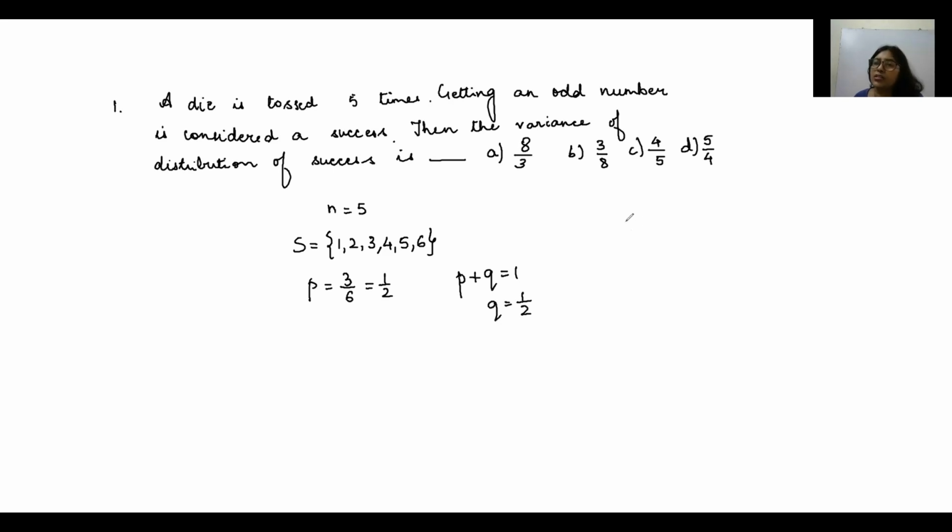The formula for variance is npq. n is 5, and half and half are the values of p and q. So it is 5 by 4. The formula for mean will be np. And for a binomial distribution, the variance is always smaller than the mean. One more thing: how did we know it's a binomial distribution? The question says a die is tossed 5 times. We are doing the same thing 5 times. We are repeating the same trials. And an odd number is success, so an even number will be failure. Only 2 possible outcomes, and hence it is binomial distribution.